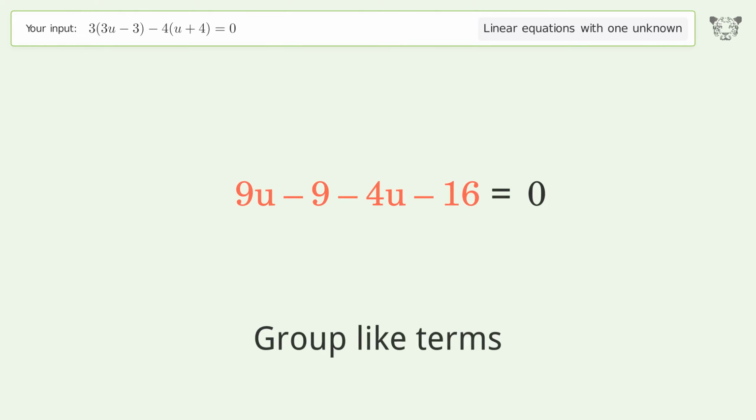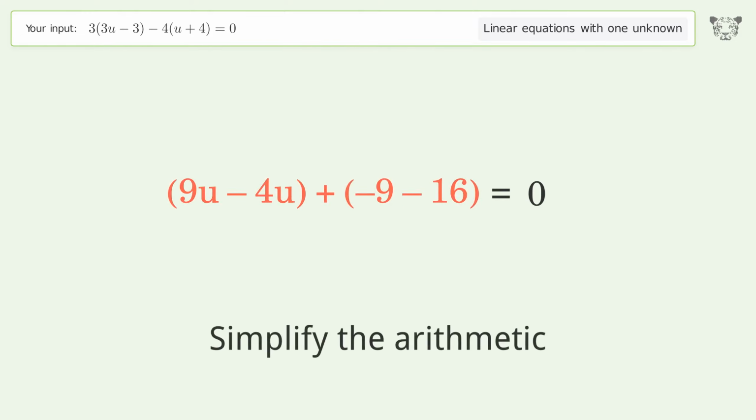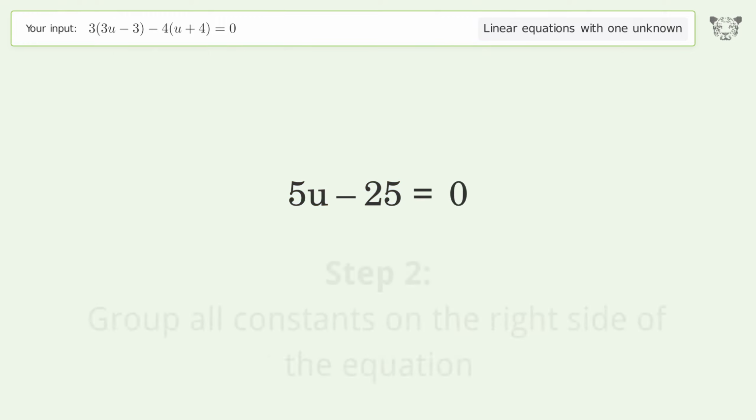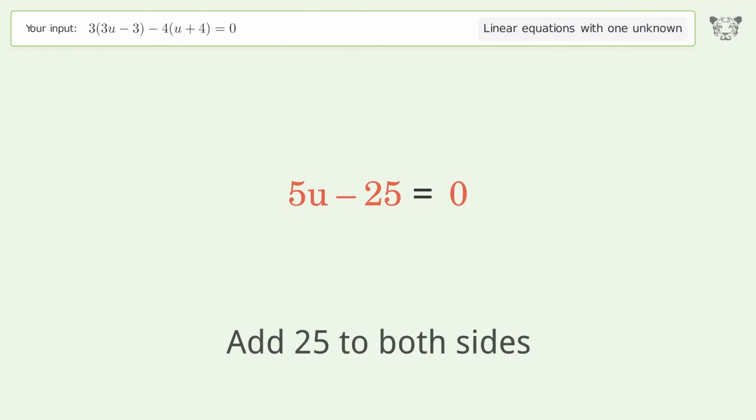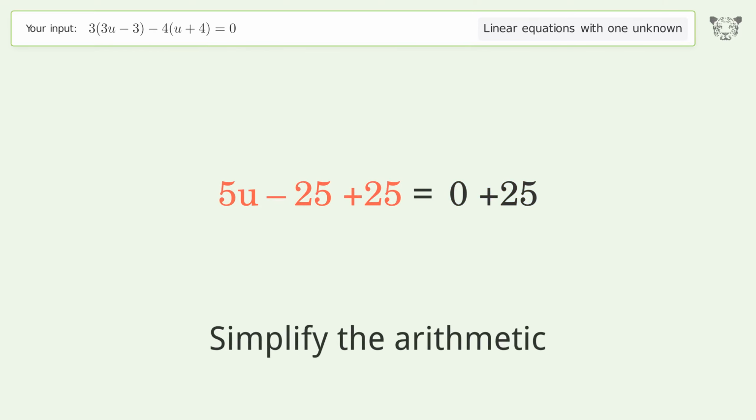Group like terms. Simplify the arithmetic. Group all constants on the right side of the equation. Add 25 to both sides. Simplify the arithmetic.